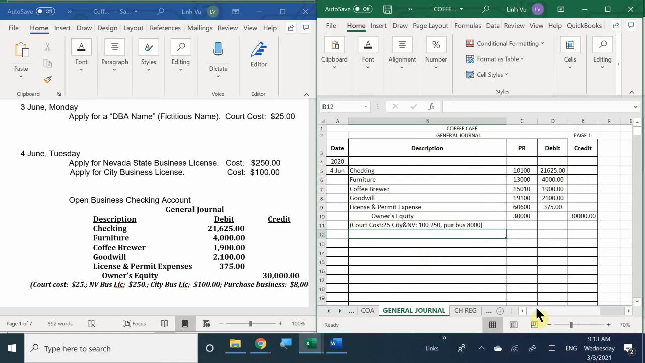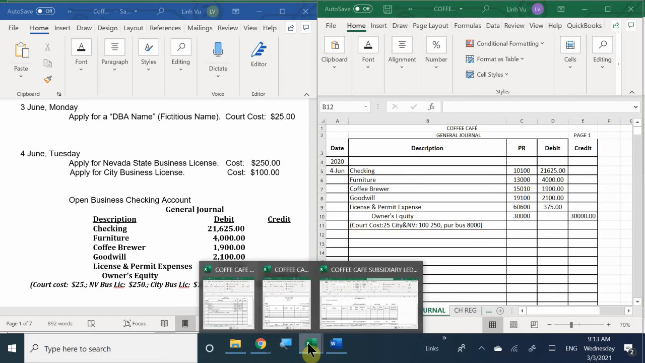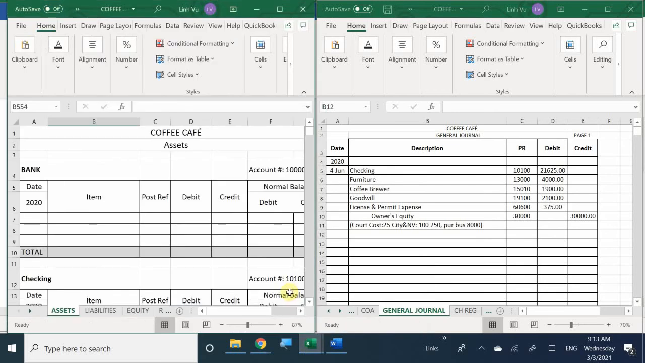Now, I'm going to show you this tactic because I think it's the best tactic that you can use when you're doing accounting. Now that we finished our journal, let's go ahead and update and post it to our ledger. So we're going to be moving on to our ledger now. As you can see, all my ledger accounts are going to be in order and categorized based on the account type.